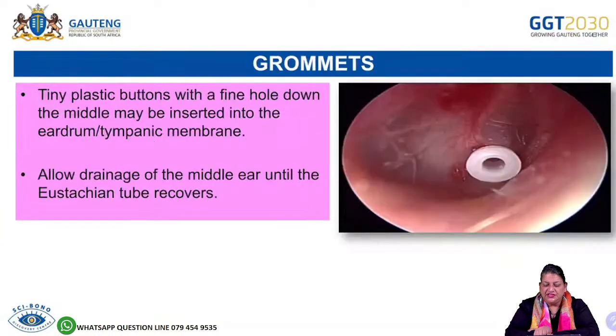Here's a grommet. Can you see that's a plastic little structure? It's a specialized plastic. You cannot go find something that looks like that and poke it into your ear. You'll damage your eardrum. This has to be inserted by a specialist surgeon under anesthetic in a hospital. It's a tiny plastic button with a fine hole down the middle. It's inserted into the eardrum in the middle ear, and it fully drains all the fluid out through your eustachian tube, so all the fluid will come out through your throat, and you'll find the mucus draining out, and then the pressure in the middle ear will be relieved.